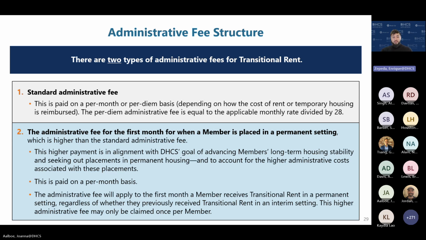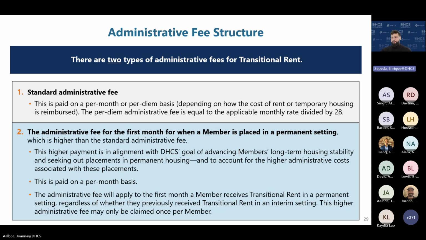The second administrative fee is for the first month for which a member is placed in a permanent setting. This payment is consistent with DHCS's goal of advancing long-term housing sustainability. This fee is paid on a per month basis and is only applied in the first month a member receives transitional rent in a permanent setting. This higher fee can only be claimed once per member.